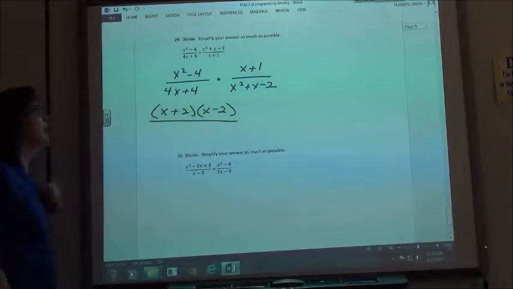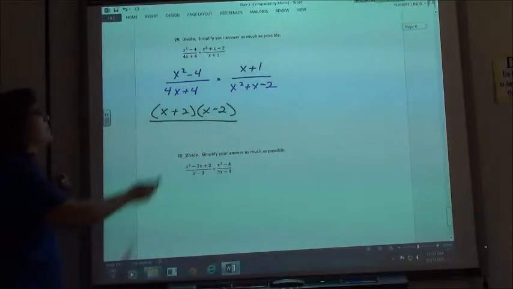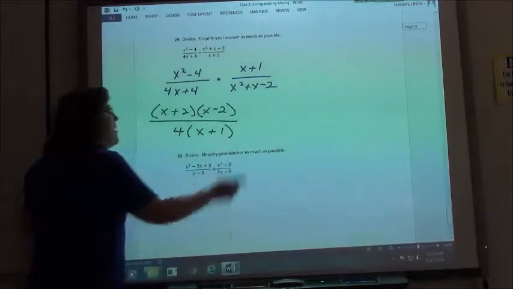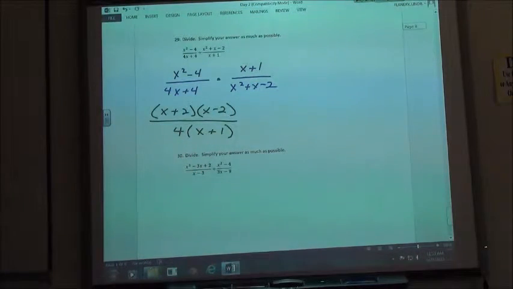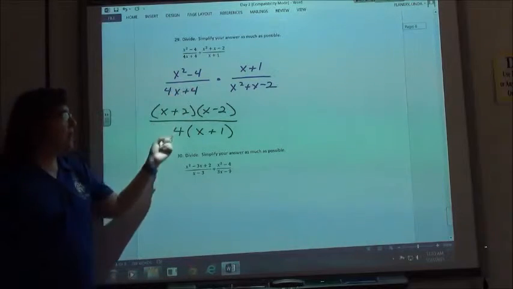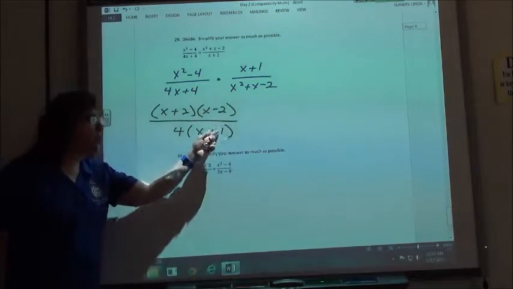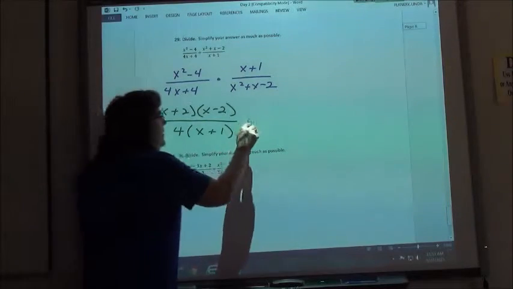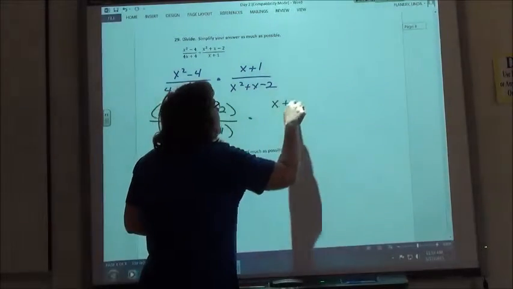On the bottom, it's not a squared one. I look for my greatest common factor, which is 4. So if I divide those both by 4, I get 4 times x plus 1. Remember, 4 divided by 4, I can't just say it cancels. There's a 1 there. 4 divided by 4 is 1. The x plus 1 I can't factor.